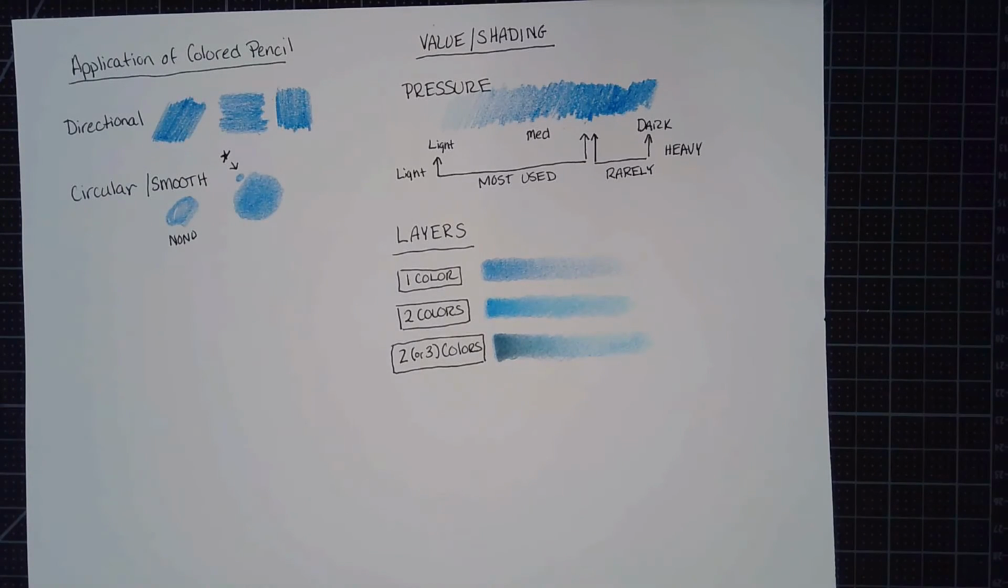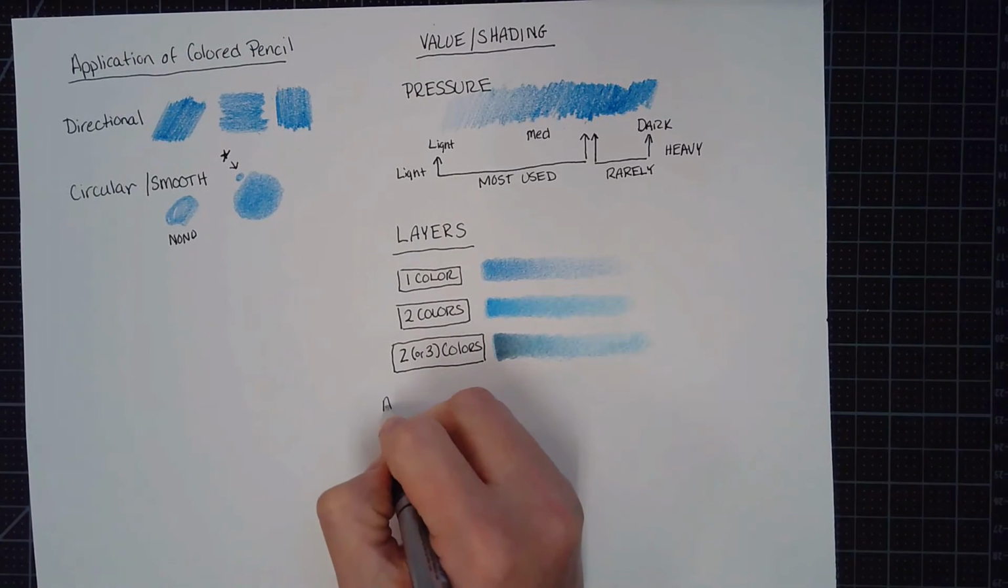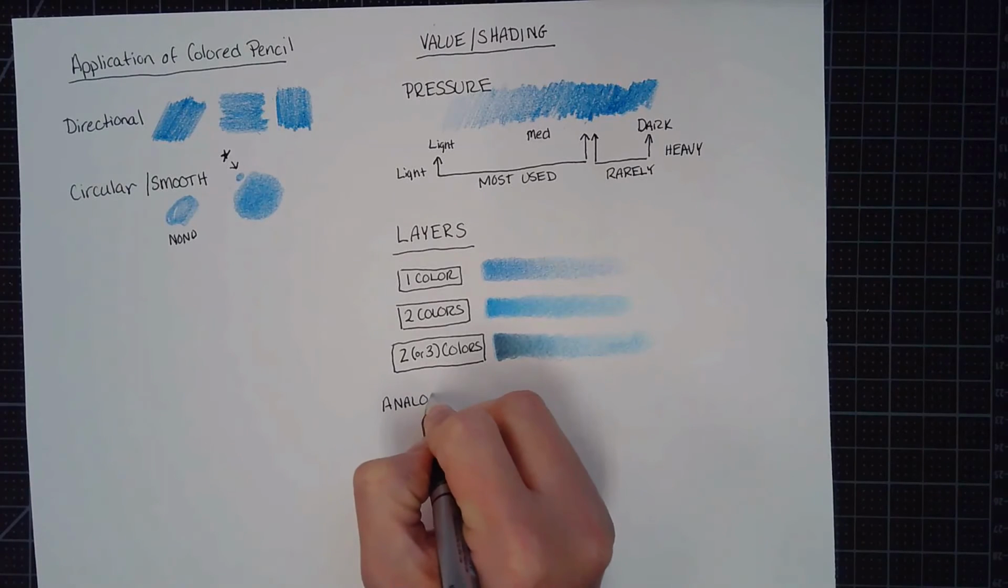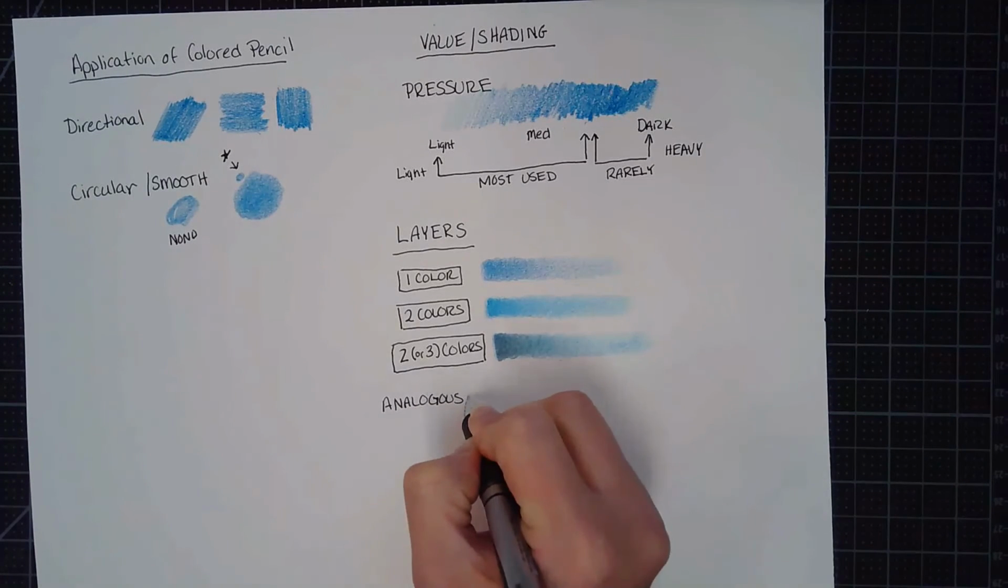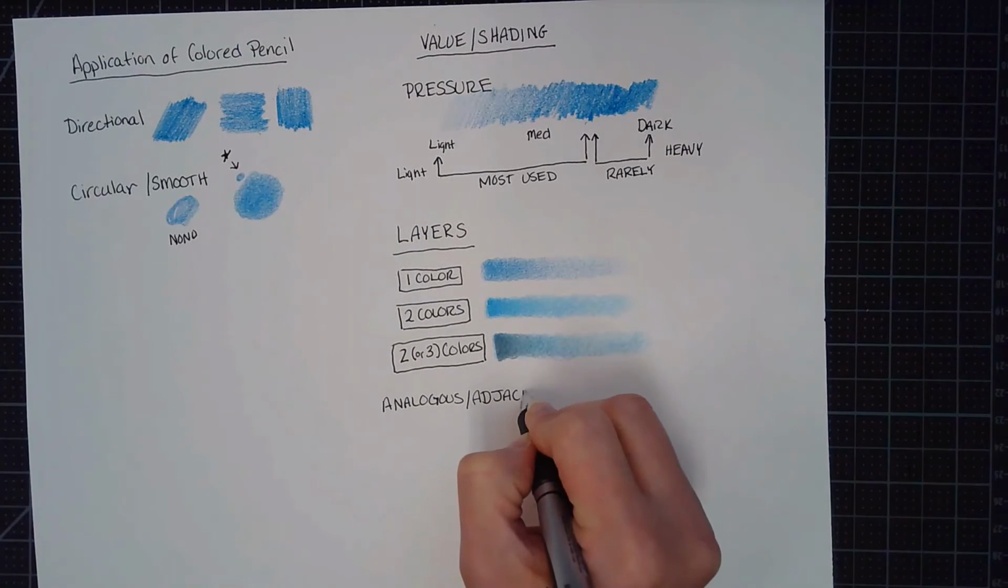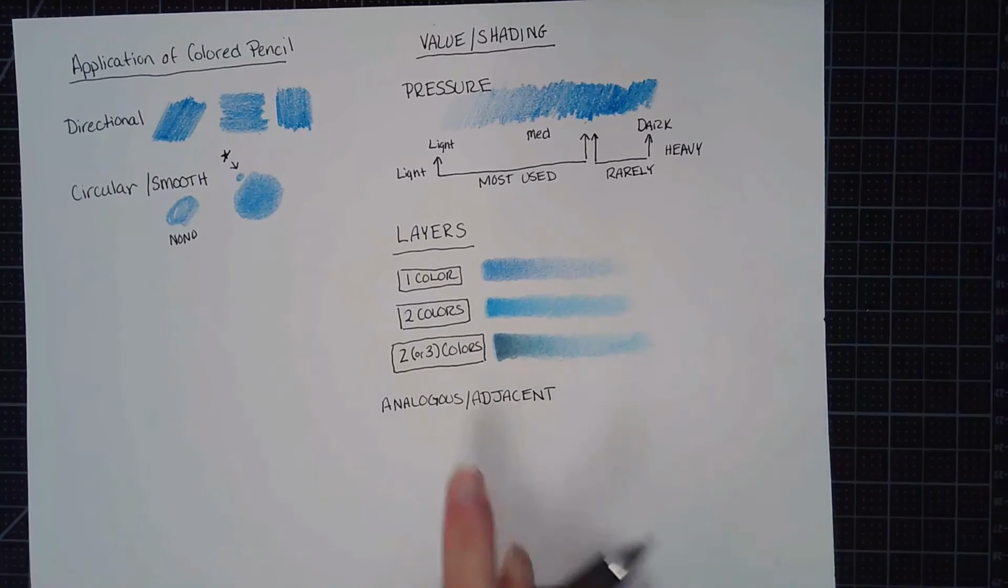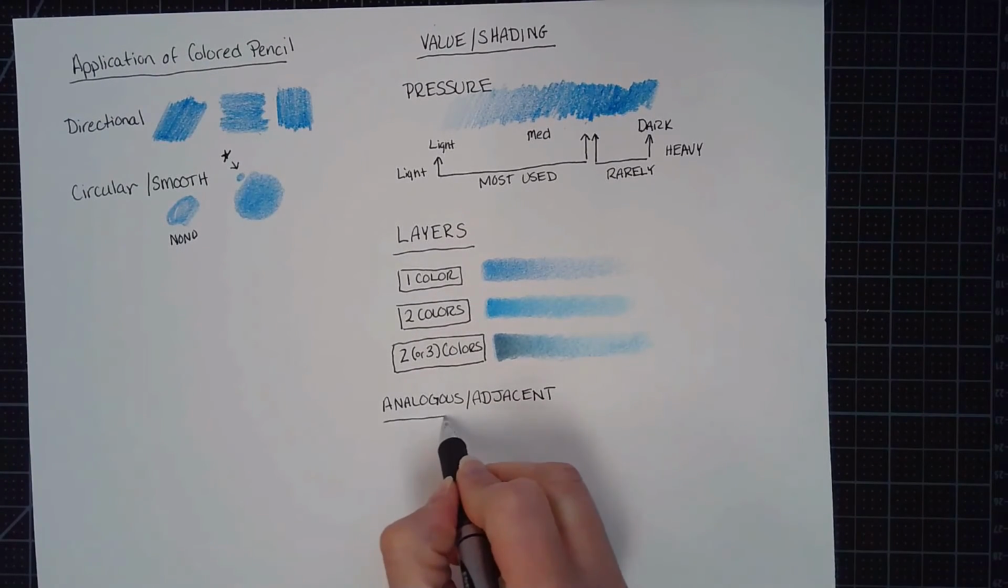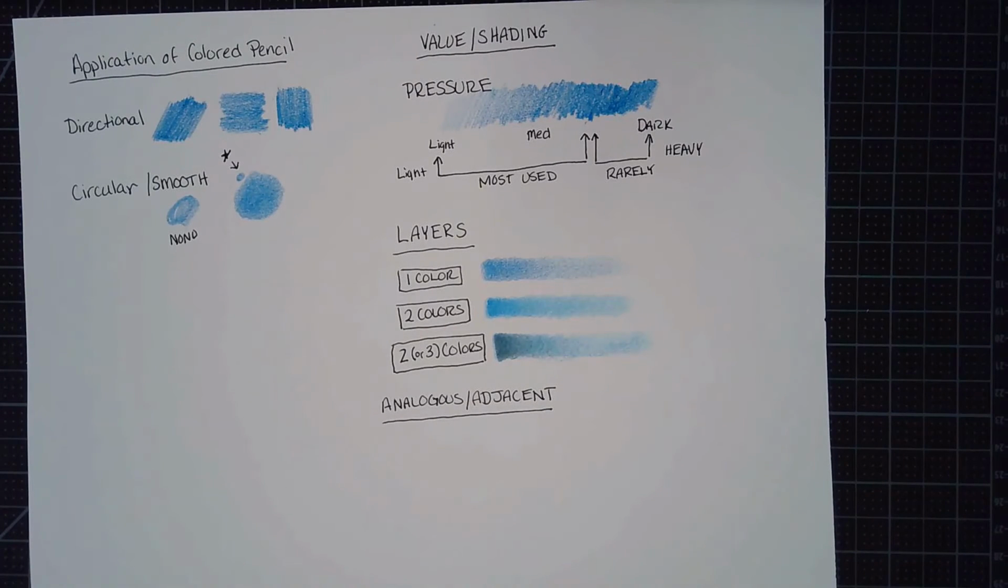There's one more technique I want you to explore and look at, and it's another layering technique, and that is using analogous and adjacent colors. So let's label this analogous, or also you'll hear it called adjacent. And I know adjacent is a vocabulary word that you use in 7th grade. So analogous and adjacent colors on the color wheel are colors beside each other.